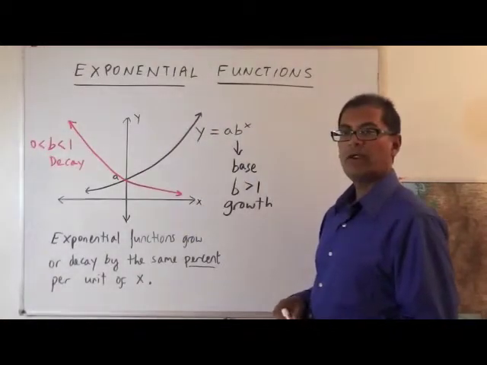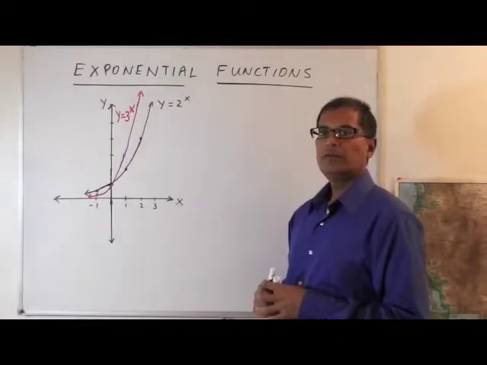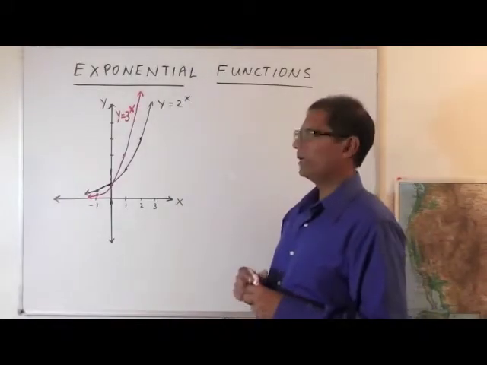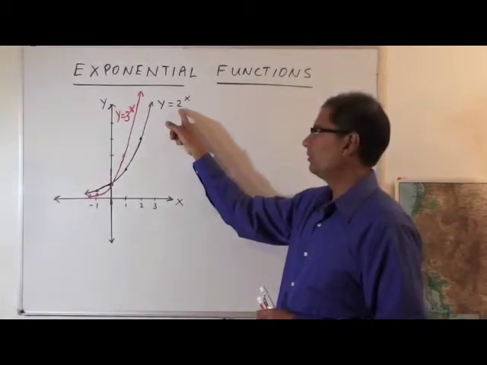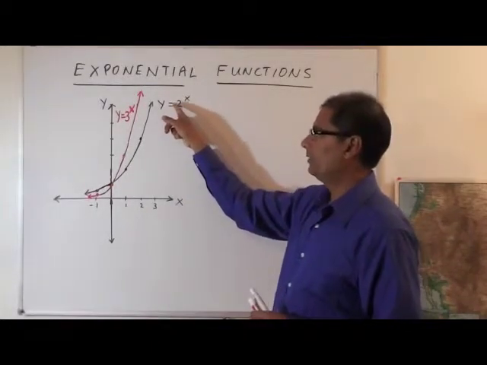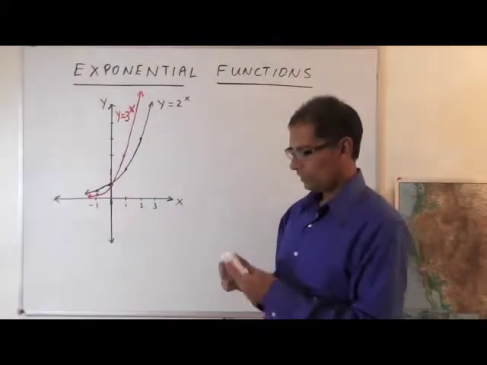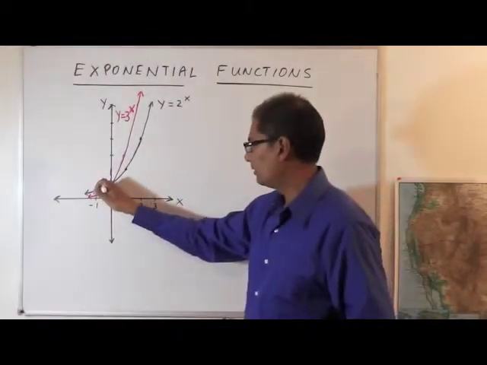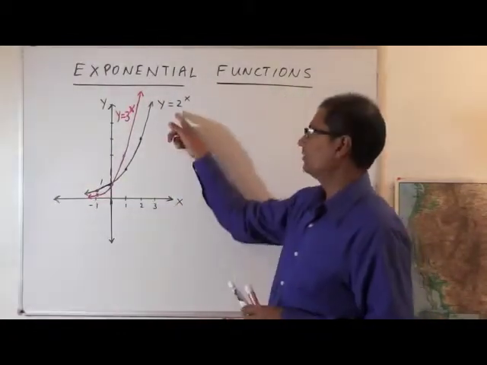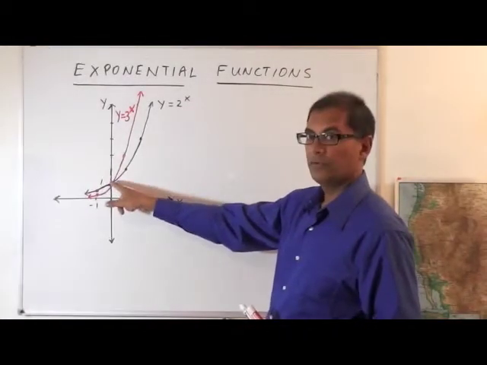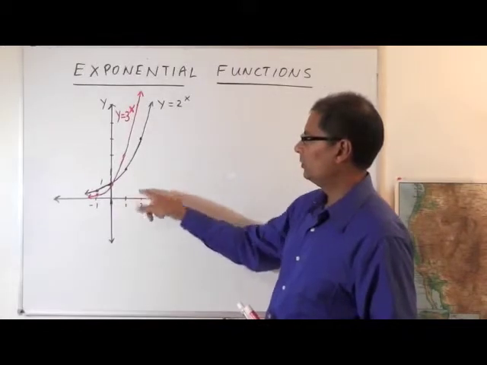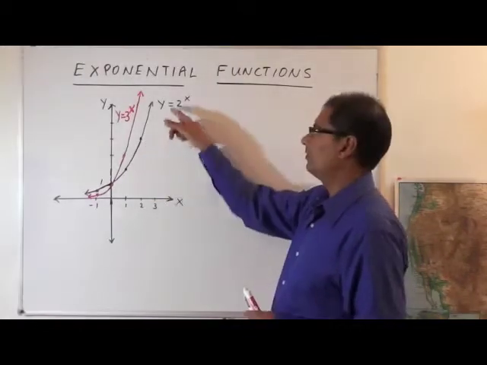So let's look at a few graphs of these. Here's a couple of graphs of some basic exponential functions. Here's y equals 2 to the x. Notice there is no a, so the initial value is understood to be 1. So that's why the y-intercept here is at 1. So 2 to the x: 2 to the 0 is 1, 2 to the 1 is 2, 2 squared is 4. So this is 2 to the x.